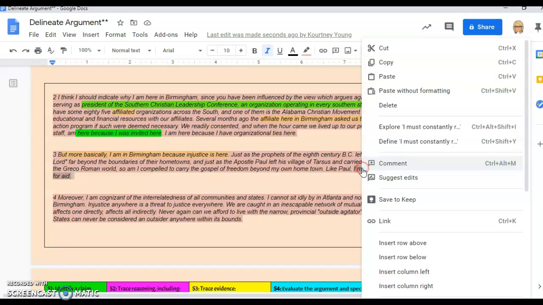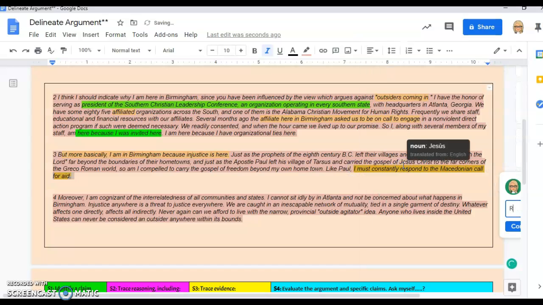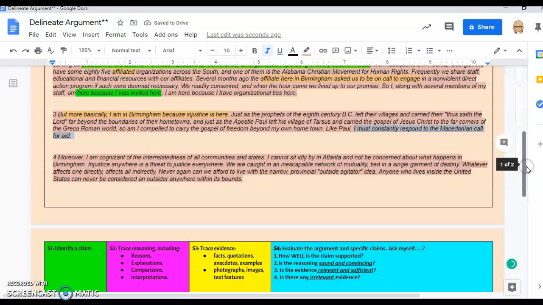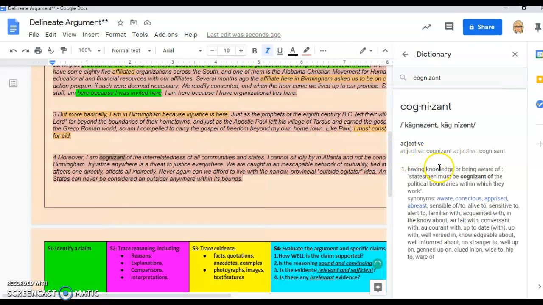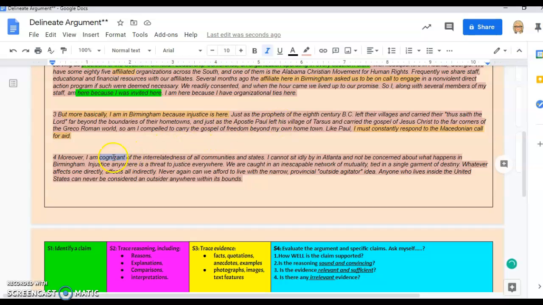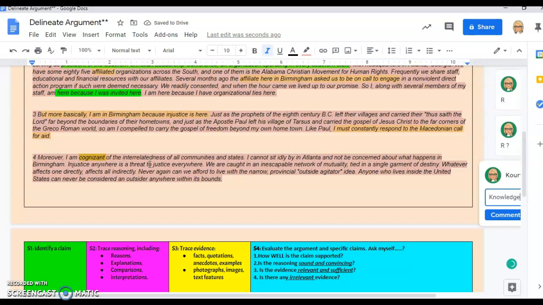Well, that might be a reasoning. So let's just put an R and a question mark because it might be, but we're not quite sure yet. Moreover, I am cognizant of the interrelatedness of all communities and states. I'm not entirely sure what cognizant means, so let's look at it. Definition, having knowledge of. Okay, so let's comment that. And that can help us later if we need it.